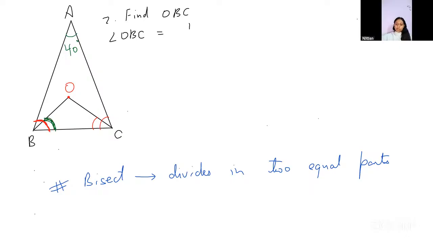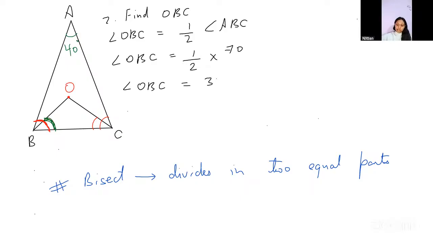OBC is half of angle ABC. We just found out that ABC is 70 degree. So OBC will be half of 70, that is 35 degree. You can just write angle OBC is equal to 35 degree. Make a note and write down: bisect means divides in two equal parts.